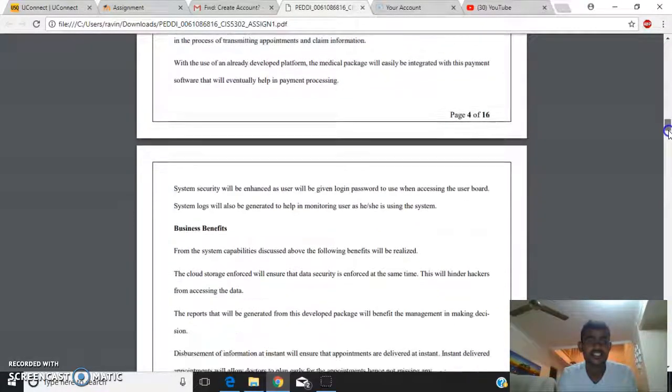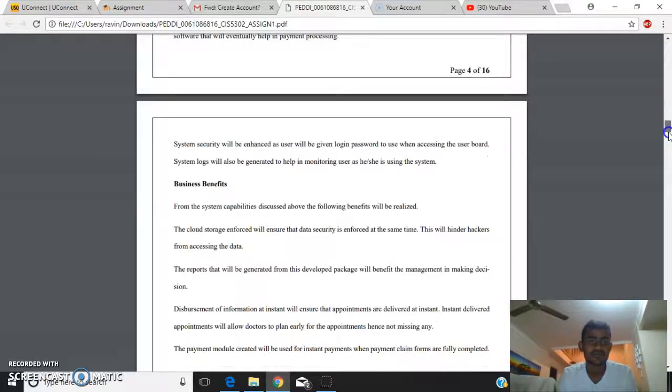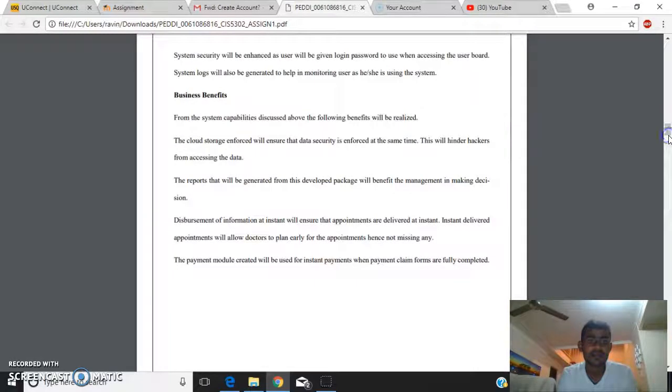And next one is business benefits. Actually, the business will benefit from the system capabilities discussed above. The following benefits will be realized. The cloud storage enforced will enforce data security, and at the same time this will hinder hackers from accessing data. And the module created will be used for instant payments when payment claim forms are fully completed.